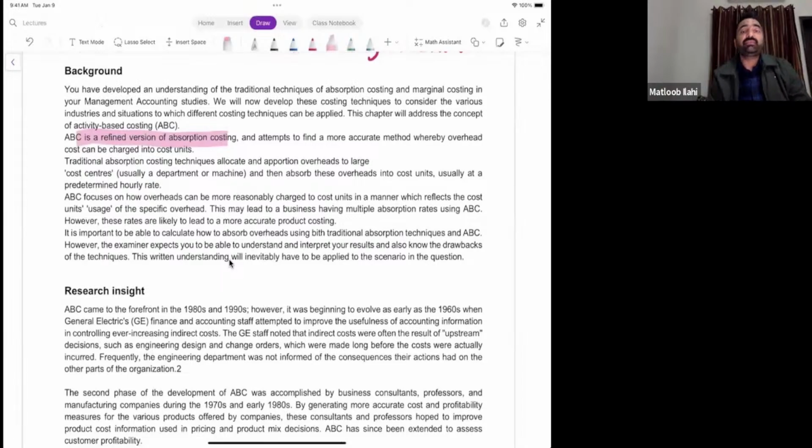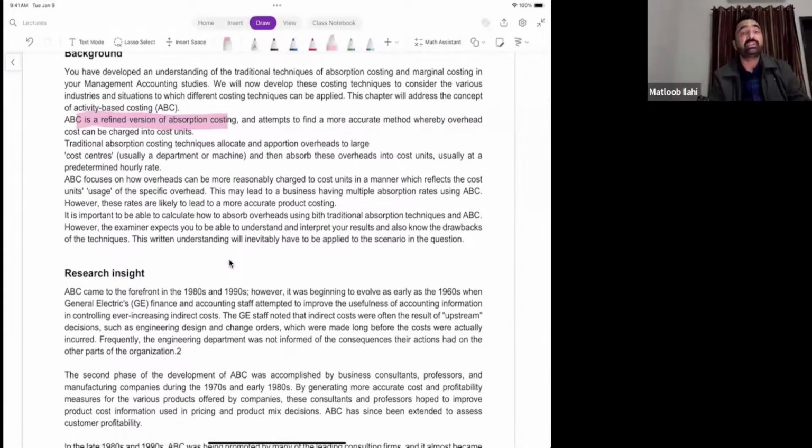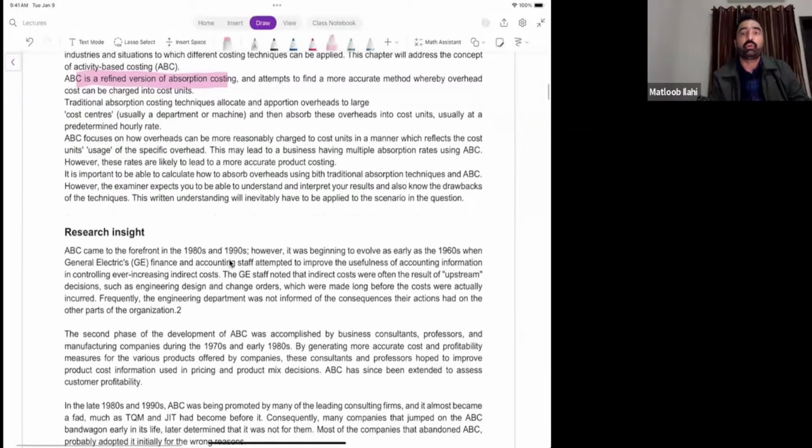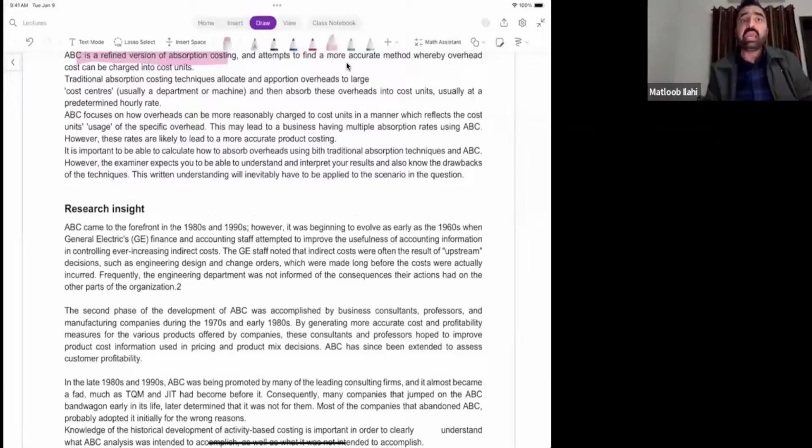ABC is a refined version of absorption costing. Traditional absorption costing techniques allocate and apportion overheads to large cost centers. Traditionally, overheads were charged to cost centers, but ABC focuses on how overheads can be more reasonably charged to cost units in a manner which reflects the cost units' usage of the specific overhead.